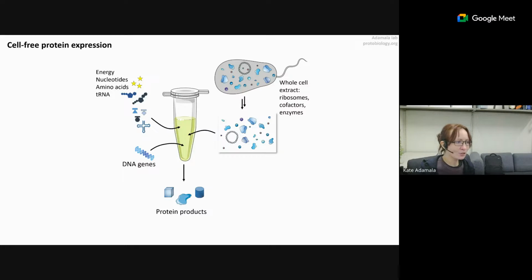We extract all the components from a bacteria that the bacteria uses to make proteins, and then we modify those components. We change the chemistry of it, and we put it back together in a test tube or in a liposome or in a microfluidic system to reconstitute that translation system. And that's our synthetic cell.